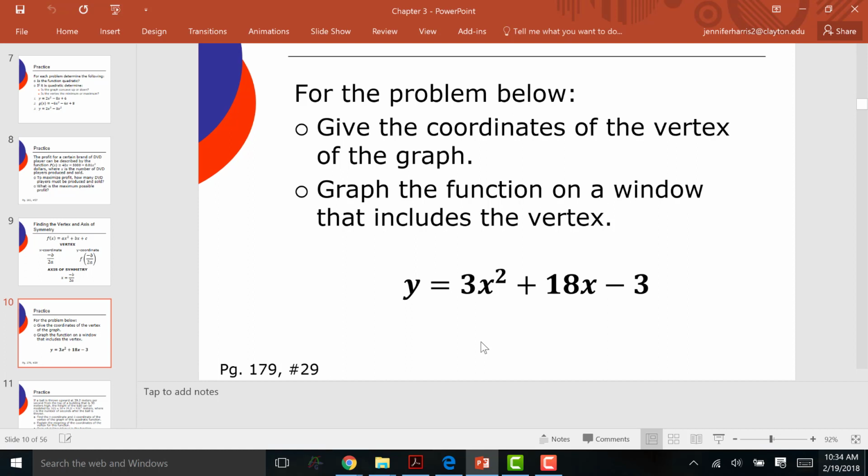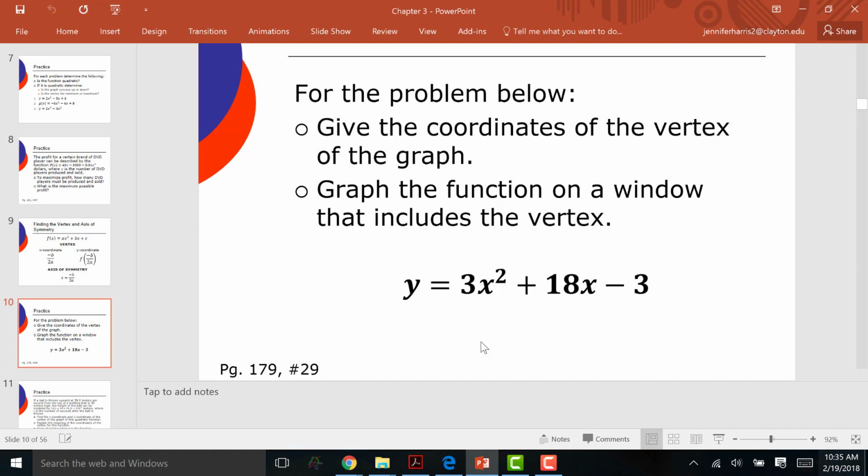All right. So everywhere there's an x, what am I going to put? Negative 3. So here I've got y equals 3 times negative 3 squared plus 18 times negative 3 minus 3. A negative 3 goes here, and a negative 3 goes there. Now, you should be able to put this in the calculator just like it is. I'm going to work it out piece by piece just so we can make sure it's right, but you should be able to type in the entire thing just like it is.